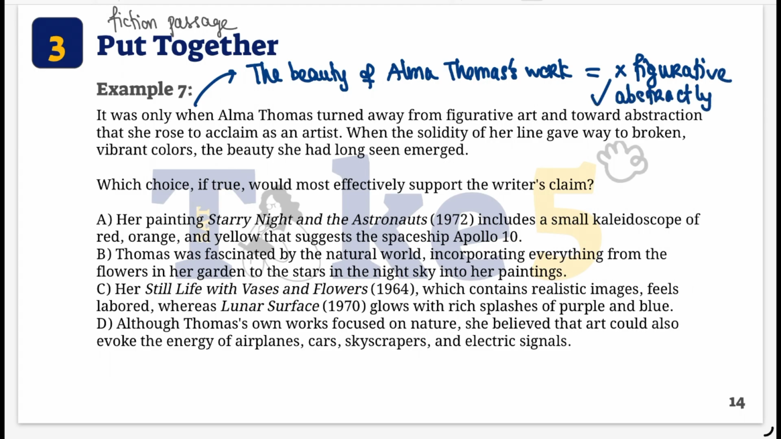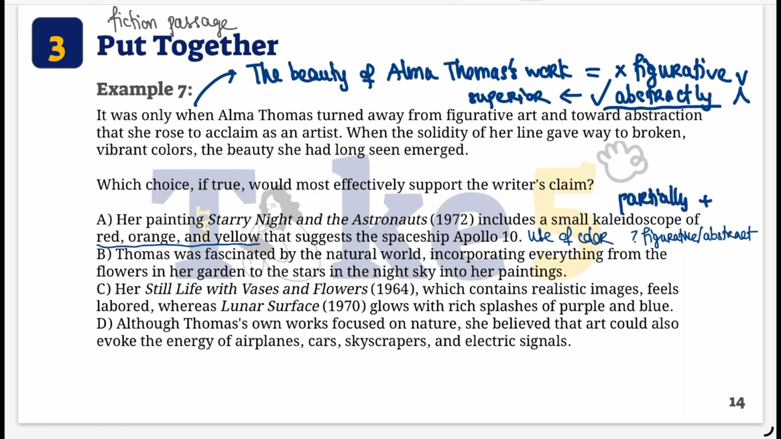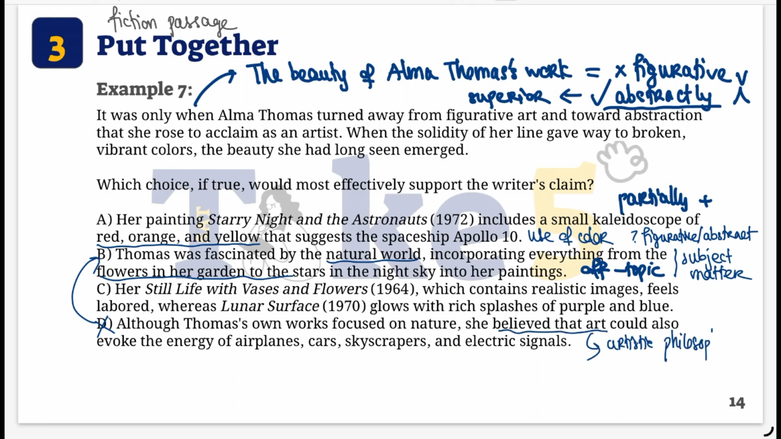The correct answer must show a direct contrast between her figurative work and her abstract work, with the abstract work coming out clearly superior. A mentions Thomas's use of color, but does not indicate whether this painting was figurative or abstract, so it's partially supporting the claim at best. B is off topic because it focuses on the subject matter of her work rather than its style. D is unrelated and incorrect for the same reason as B. It only describes her artistic philosophy.